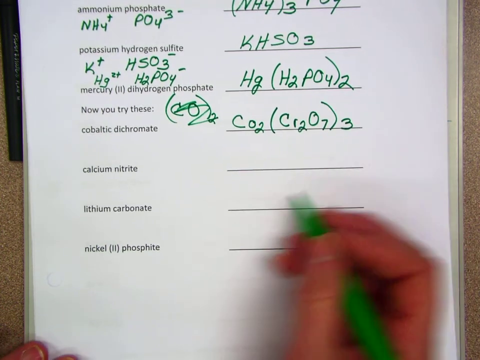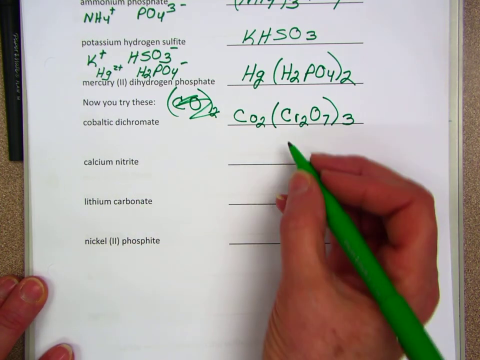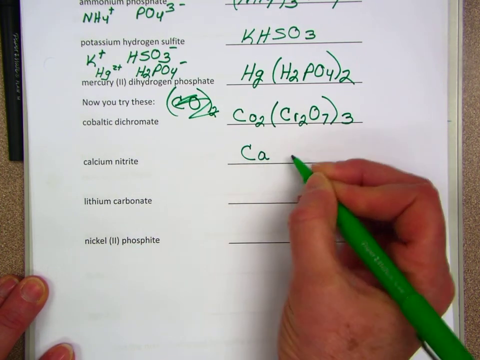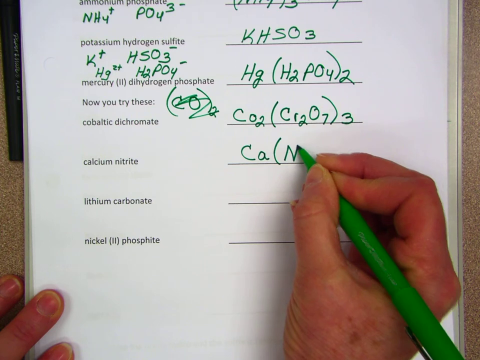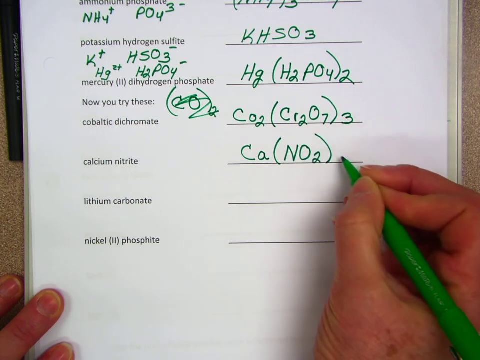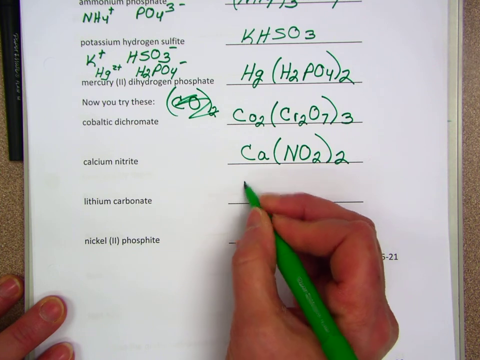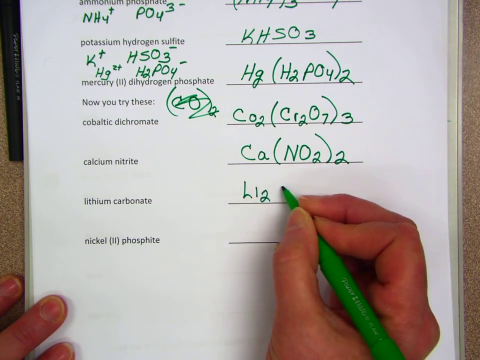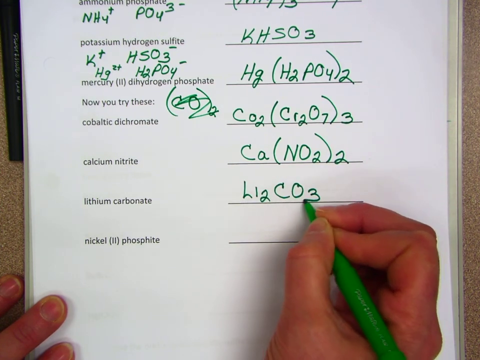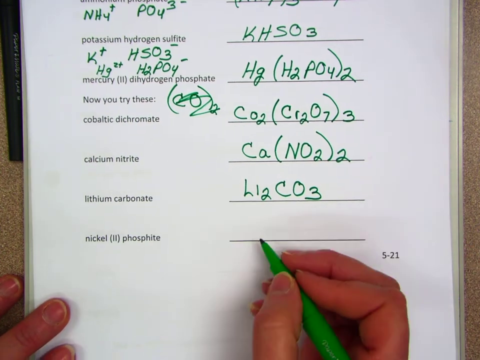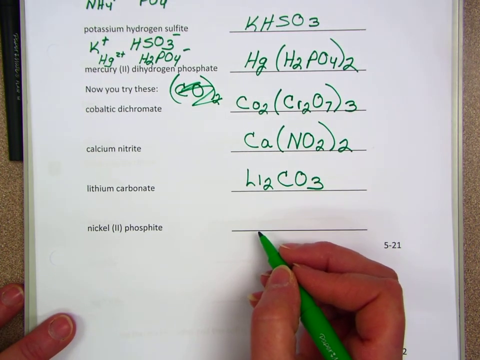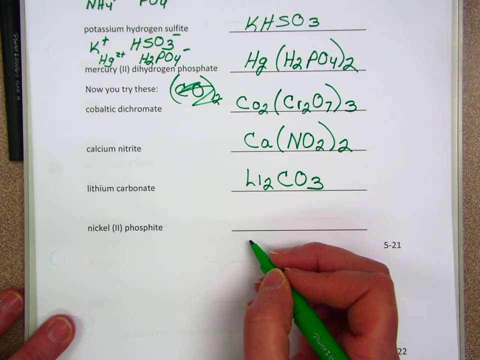How about the next one, Carissa? Ca, and then in parentheses NO2, and then a 2. Lithium carbonate, Markeith? Li2 and CO3. Yep, and we don't need any parentheses because there's just one carbonate. Would you mark this wrong if we did? No, but don't. It gets messy.